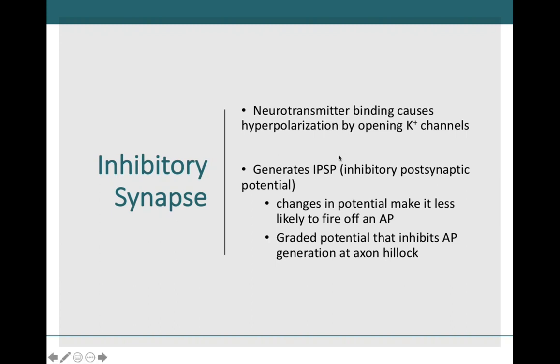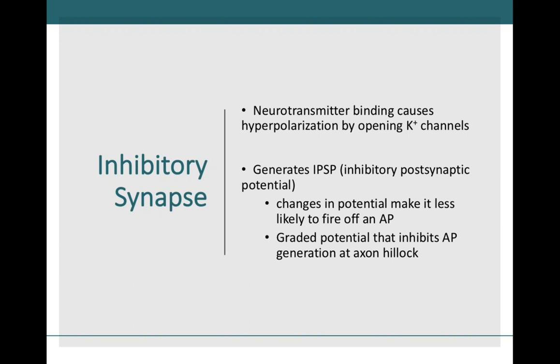So the signals that are generated at inhibitory synapses are called IPSPs, or inhibitory postsynaptic potentials. These work in the same way that EPSPs work, but these will simply counteract any effect of an EPSP. So if we have an IPSP and an EPSP and both have equal magnitude, that's going to cancel each other out and our cell's not going to change.